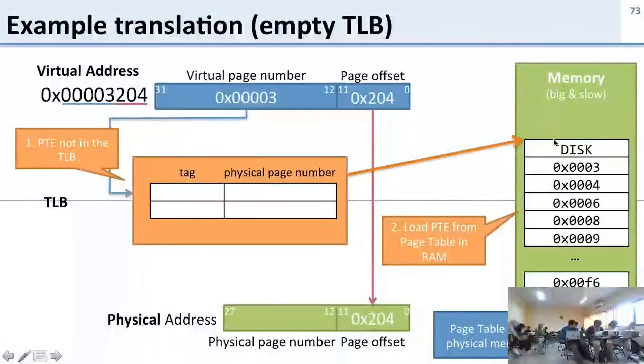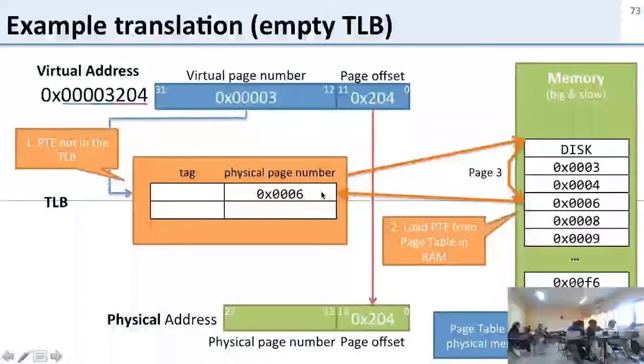Now we go ahead and look up in our page table here. We want to find virtual page 3. So here's our page table. We're going to go down and look at page 3 in our page table. Here's the physical page number we need. So we go ahead and fill this into our TLB.